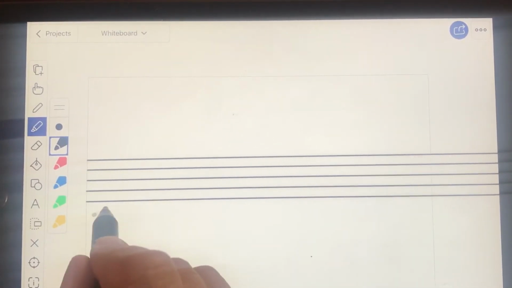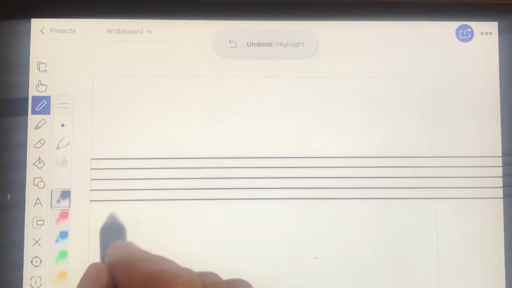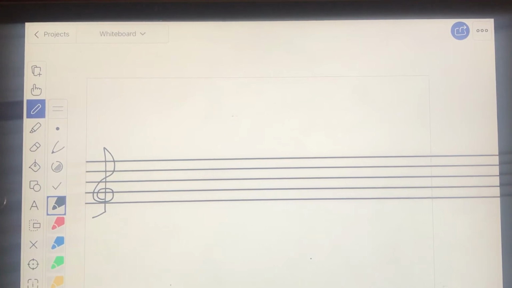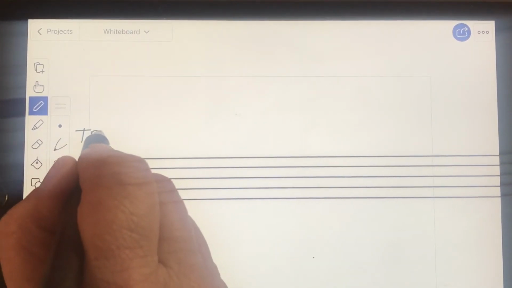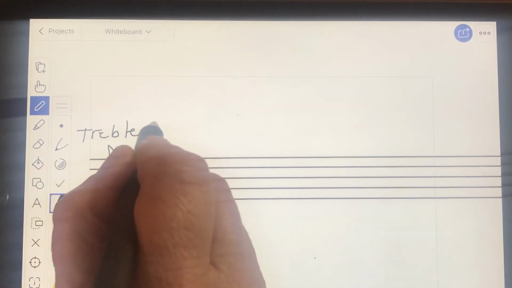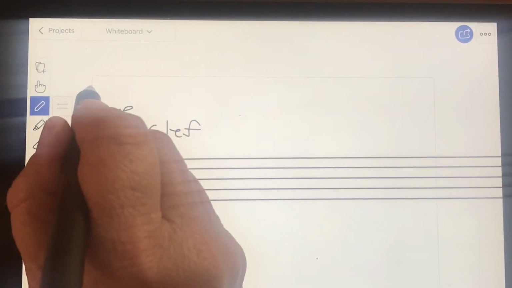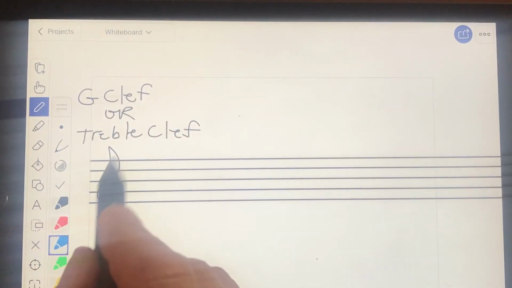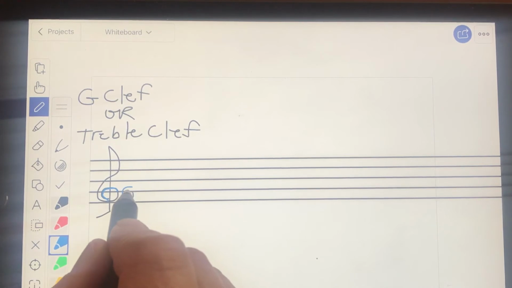Clef signs are used at the beginning of every musical staff. Another name for the treble clef is the G clef. That's because the spiral goes around the line for G.